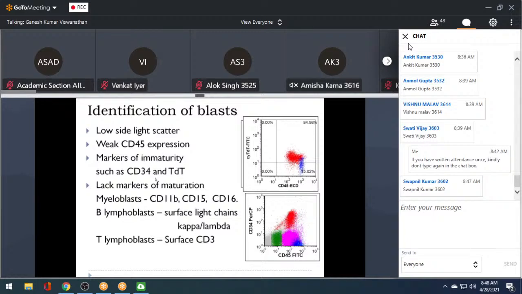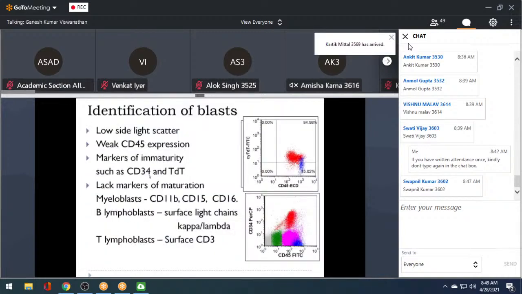And the blasts show immaturity markers. So what are immaturity markers? Immaturity markers are CD34 and TdT. These are markers which are present in the very early stage of the cell. As the cell matures, the markers are lost. So when these immaturity markers are present, you can identify that a particular cell is an acute leukemia cell. So you can see this red population here. This is a specific type of population. You can see the CD45 is dim, and you can see the CD34, which is present on the y-axis. It is positive. So this is a blast population.